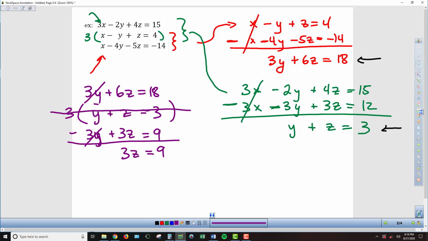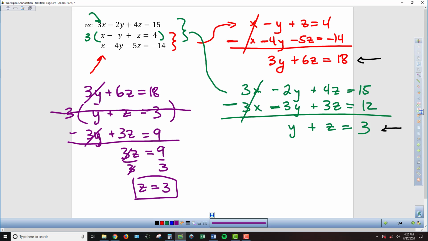And so now from 3 variables and 3 equations to 2 variables and 2 equations, we're down to just 1 variable and 1 equation. We can divide both sides by 3, and we get z equals 3. So there's 1/3 of our answer.